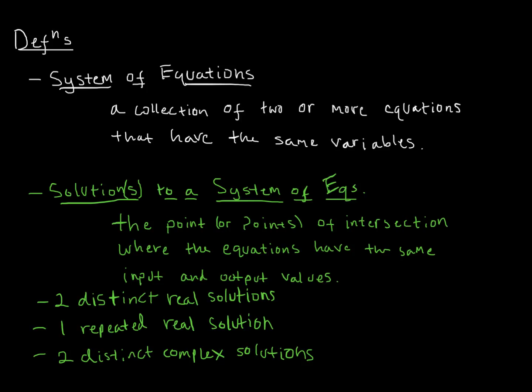So when you're going through and solving, if you find that you get two distinct real solutions, that's great. It'll intersect twice. If you find that you get one repeated real solution, then it's only going to intersect in one place. You still have two solutions, they're just repeated and they're the same. But if you find that you get two distinct complex solutions, that means there are no places where the two functions are going to intersect. And of course, you can use the discriminant to determine which of the three possibilities you're going to have.